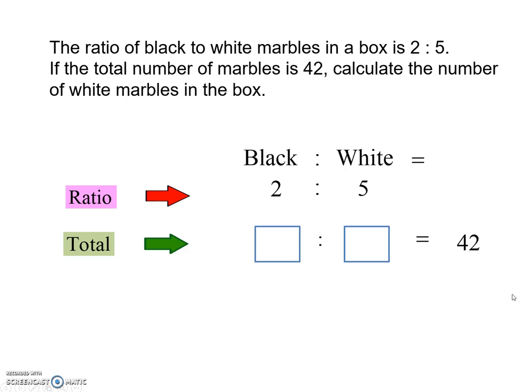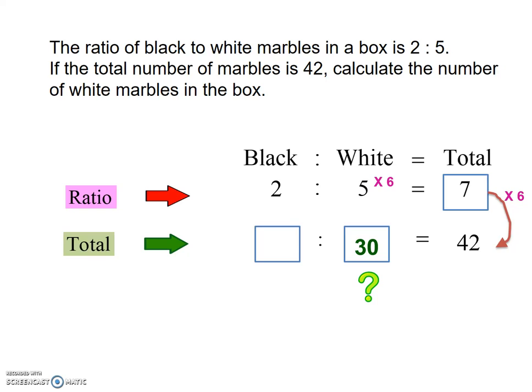So we total up the ratio. The total ratio should be 7. Okay, 2 plus 5, the total is 7. Now you can see that there is a connection between the total column right here, 7 and 42. And we know that you have to multiply by 6 in order to get 42. So basically you can do the same for white. You have to multiply by 6, which at the end will give you 30 white marbles.